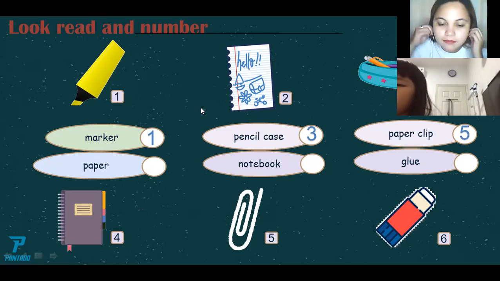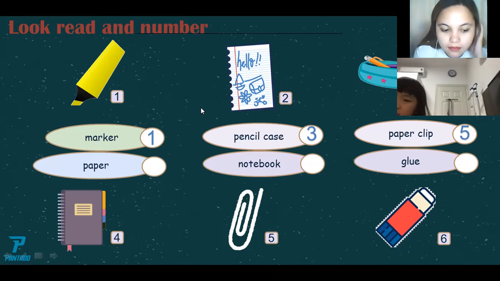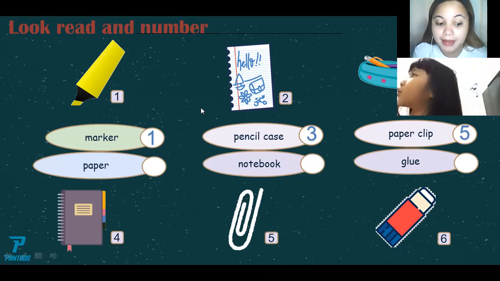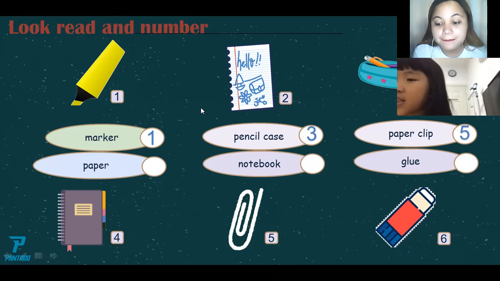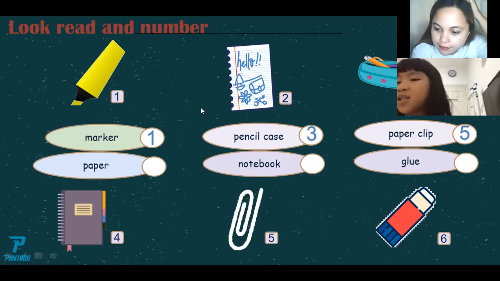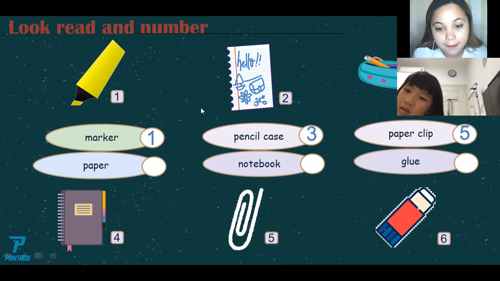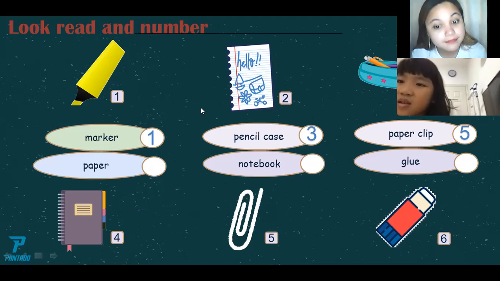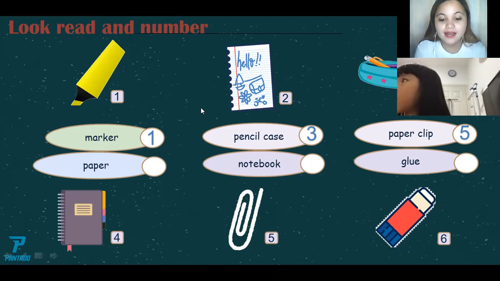Paper, six. What number is the paper? Paper, six. Okay. Paper. Yes, it's number two. Next one. How about the notebook? What number is the notebook? Okay, it's number four. Last one is the glue.